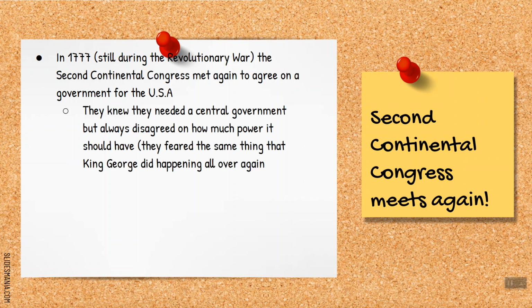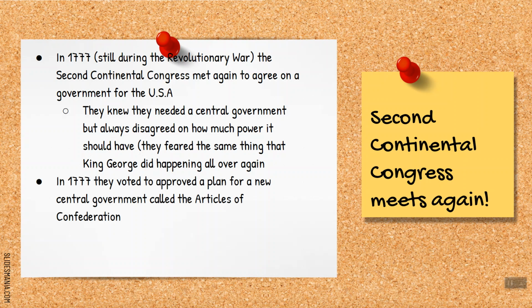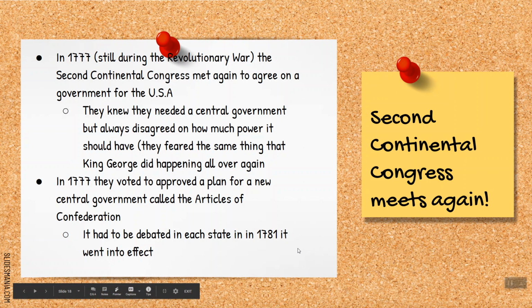They knew they needed a central government, like I said, but they disagreed on how much power it should have. And again, they feared that if they gave it too much power, the same thing that happened with King George would happen all over again. And in 1777, they voted to approve a plan for a new central government called the Articles of Confederation. It had to be debated in each state, though. So after they approved it in 1777, all 13 states took it to their states, and they talked and debated and talked and debated. And it wasn't till 4 years later, in 1781, that it actually went into effect, meaning that there was officially a central government of the United States ruled under what's called the Articles of Confederation.